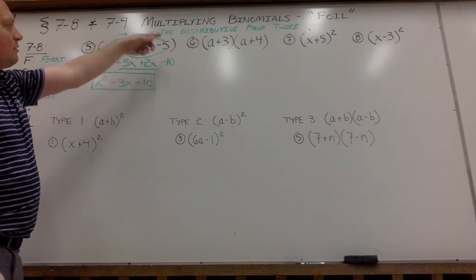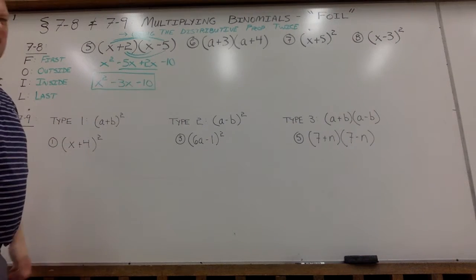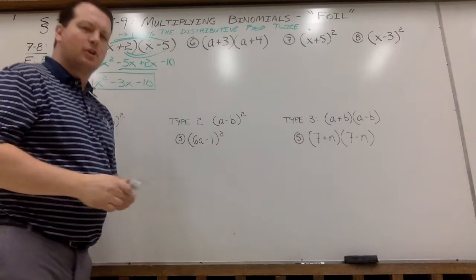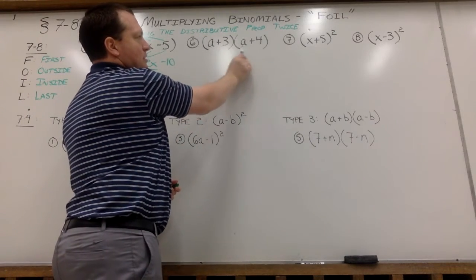Again, first, outside, inside, last. Put your like terms together, clean it up. Let's take a look at another example. So I'm going to FOIL, since I have a binomial times a binomial.